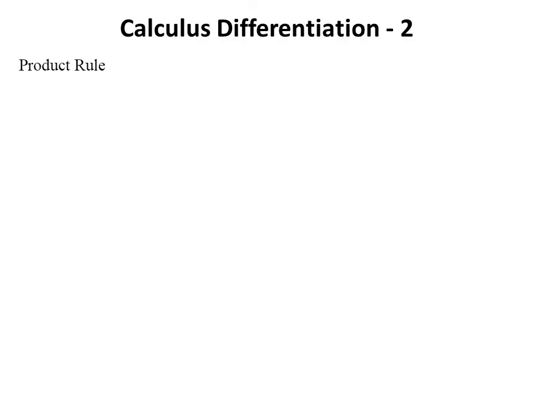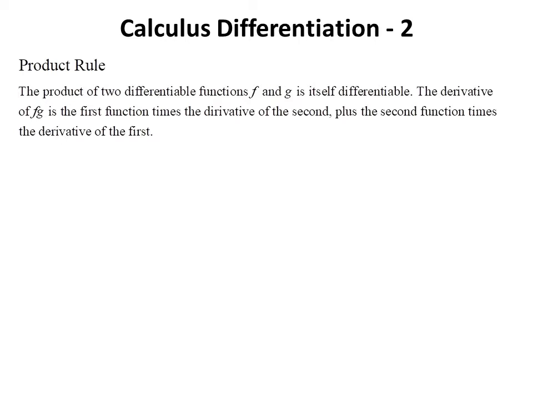Welcome to the series of differentiation, and this is the second session of this series. Now we are going to introduce the product rule. The product of two differentiable functions f and g is itself differentiable. The derivative of f times g is the derivative of the first function times the second, plus the first function times the derivative of the second.